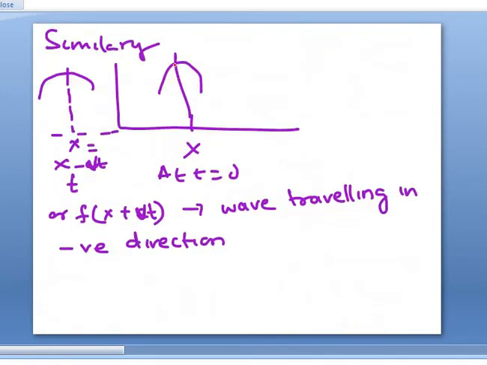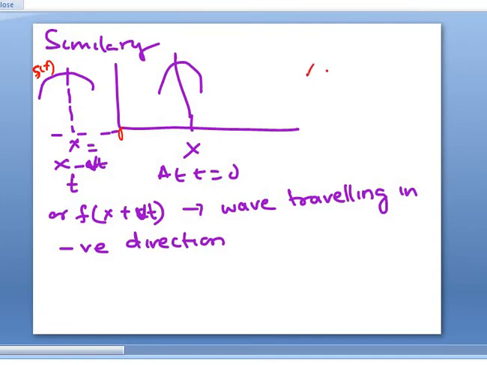Same is the case with the negative direction. See, the wave is moving towards the left. So if this was the position and this was the origin, then this position will be minus vt. So the new position will be small x equal to capital X minus vt, such that the new f comes out to be f of x plus vt, that is a wave traveling in the negative direction.